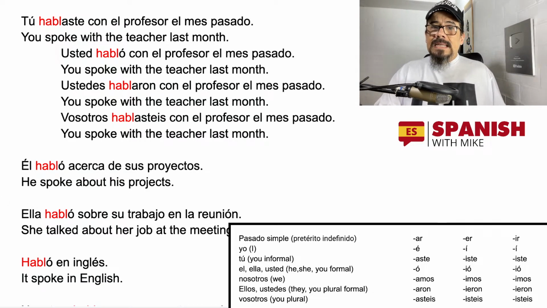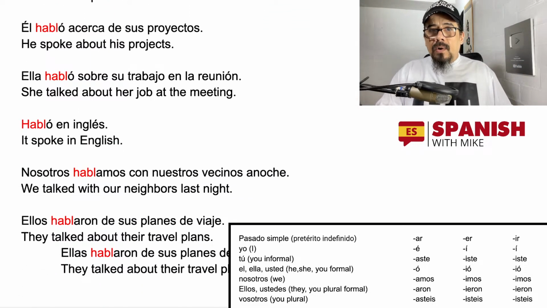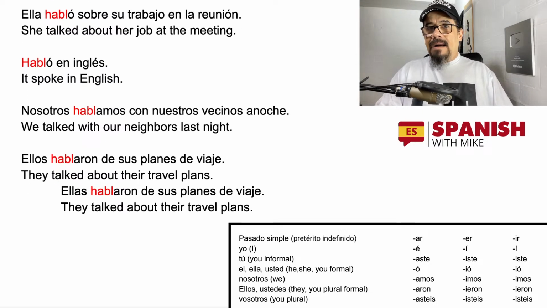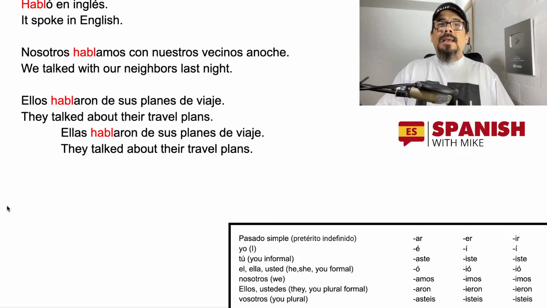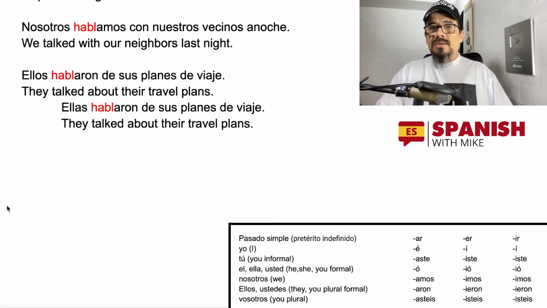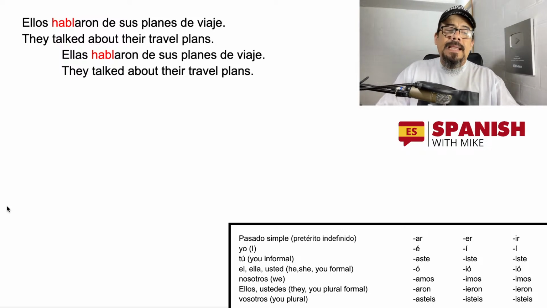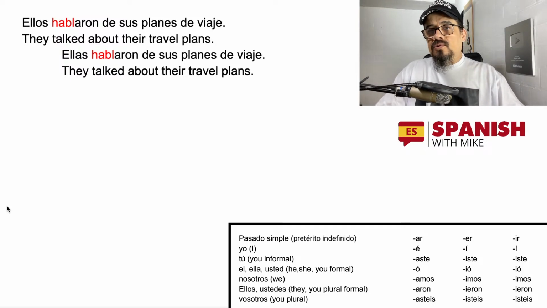Singular, formal. Ustedes hablaron con el profesor el mes pasado. Plural. Vosotros hablasteis con el profesor el mes pasado. Plural in Spain. Él habló acerca de sus proyectos. He spoke about his projects. Ella habló sobre su trabajo en la reunión. She talked about her job at the meeting. Habló en inglés. It spoke in English. Nosotros hablamos con nuestros vecinos anoche. We talked with our neighbors last night. Ellos hablaron de sus planes de viaje. They talked about their travel plans. Male. Ellas hablaron de sus planes de viaje. Female.